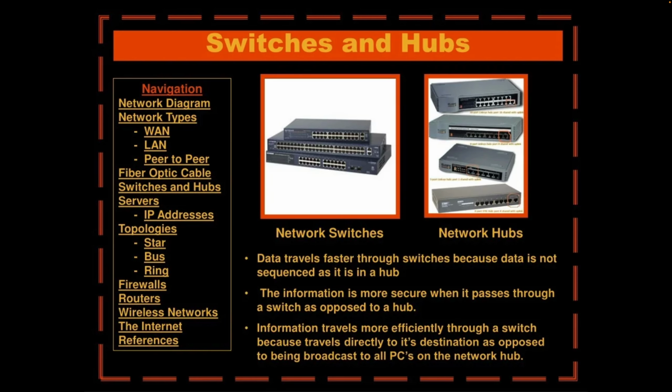Next, we have switches and hubs. Switches and hubs both connect devices together in a network, but switches are much better, and here's why. Switches are much faster because they send data directly where it needs to go. Hubs just blast the data to everyone, which wastes time. Switches are more secure. Your data only goes to the right computer, not to everyone on the network. That's why modern networks use switches instead of hubs.